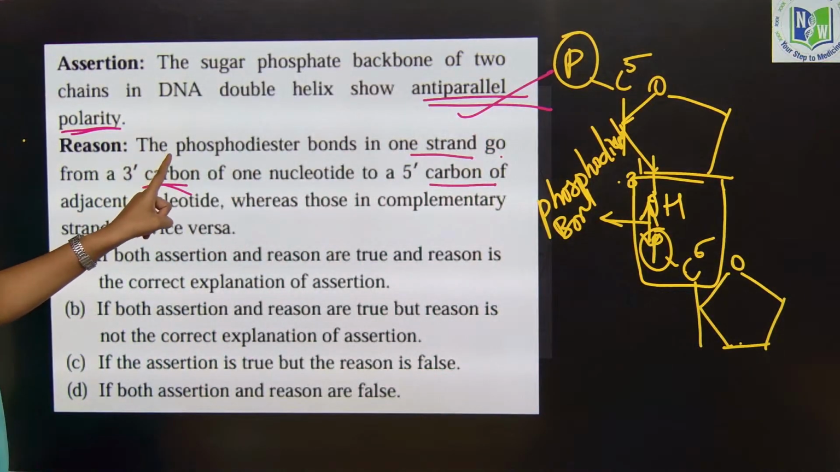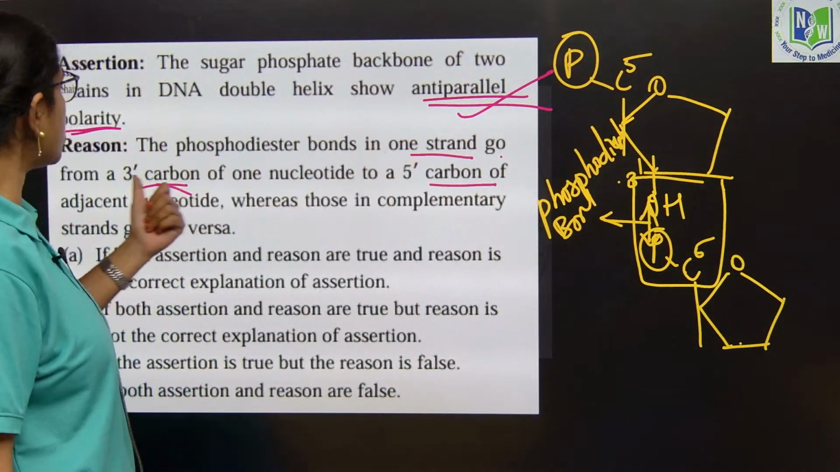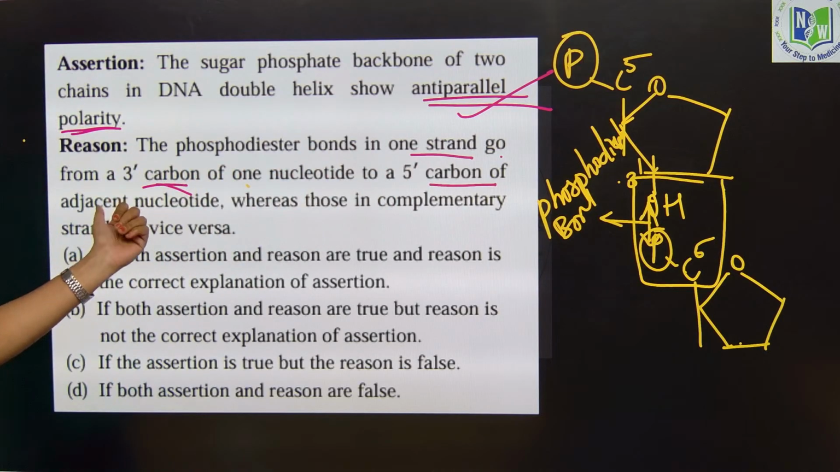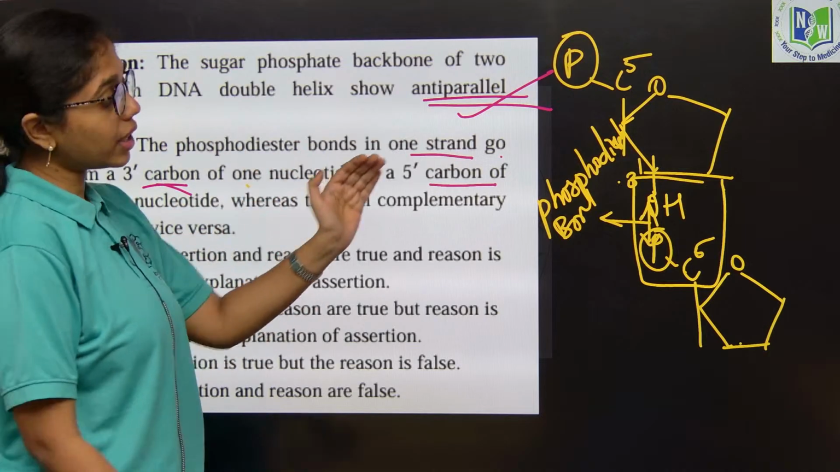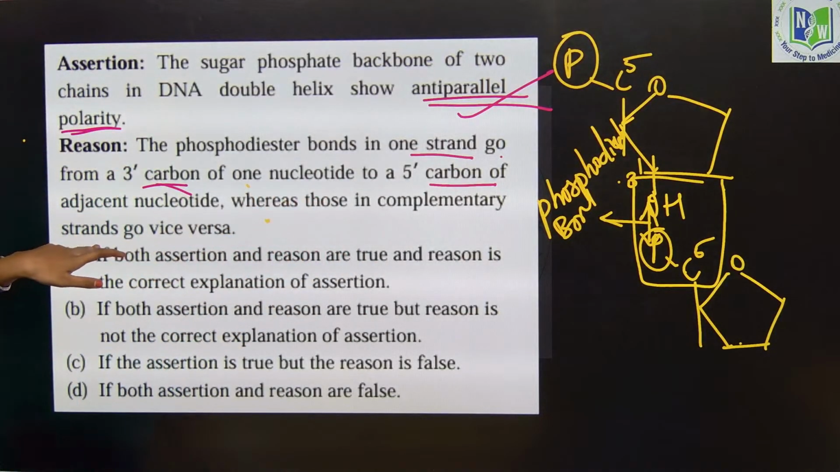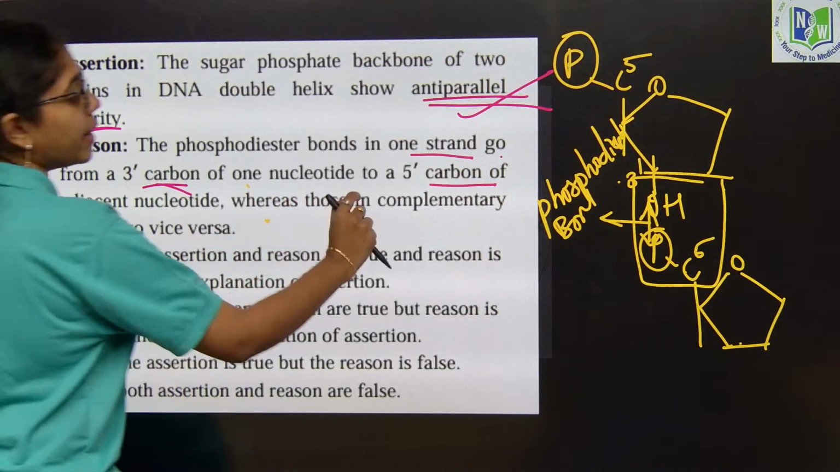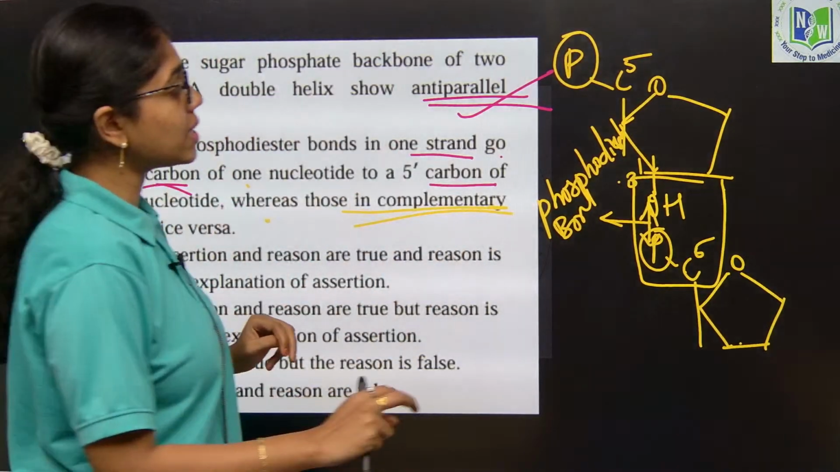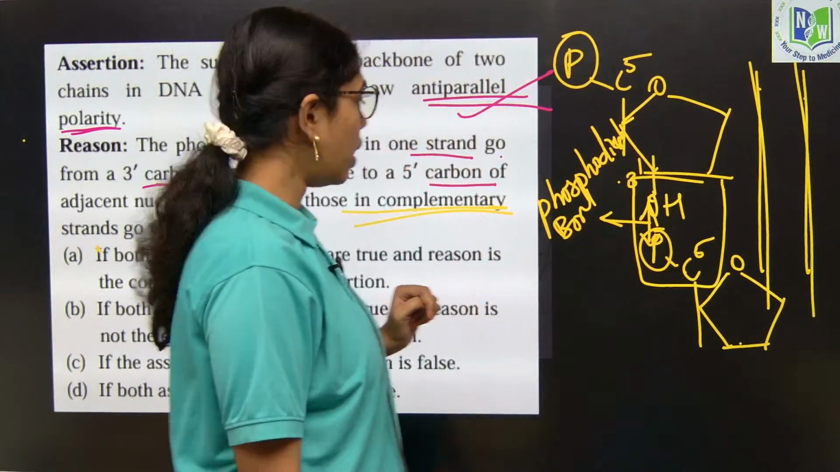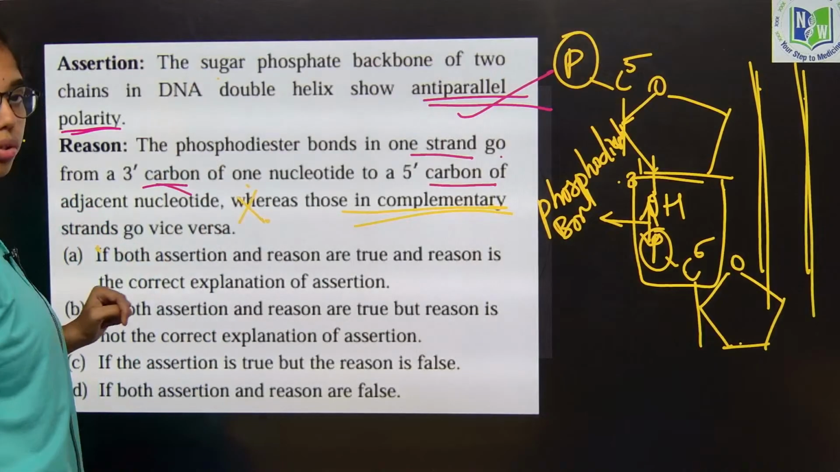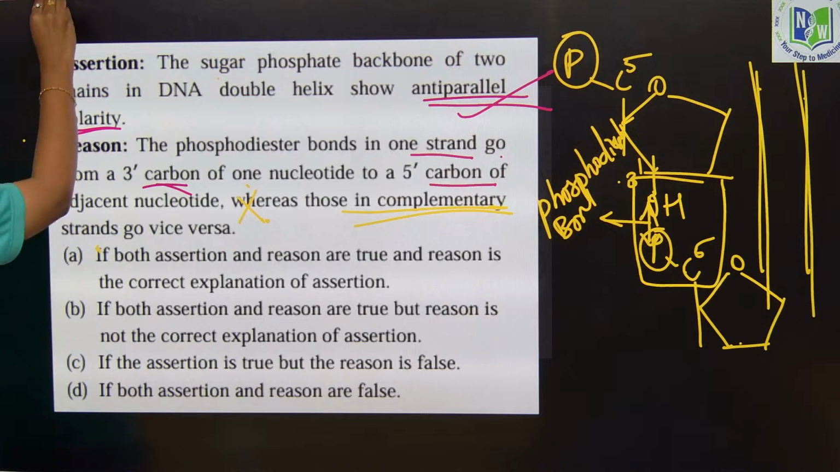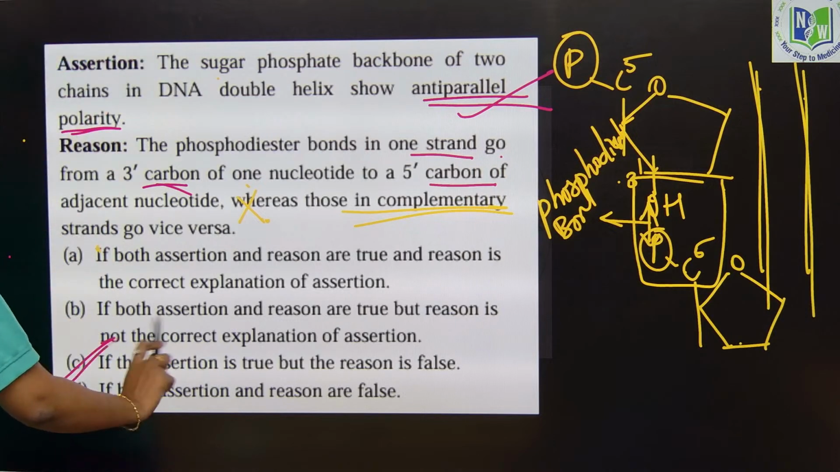But what is given in the reason? The phosphodiester bond in one strand goes from the 3' carbon of one nucleotide to the 5' carbon of the adjacent nucleotide. No, it is to the next nucleotide of the same strand, whereas the complementary strands go vice versa. The two strands in the double helical DNA are not identical, they are anti-parallel to each other. So the reason is wrong and the assertion is true. A is true and R is false. Option C is the right answer.